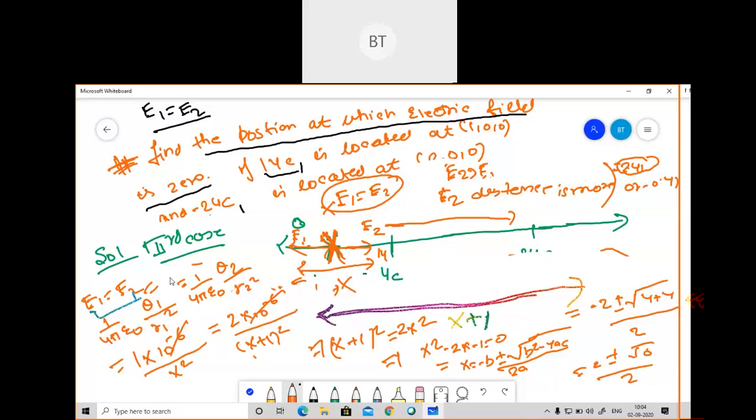So is this question clear to you? A more complicated question than this will not come in your paper. If this is clear, then after this, finding the position or whatever you wanted to calculate, you can calculate easily. So is this clear to you? Or if you are having any kind of doubt, I'll tell you one more time.